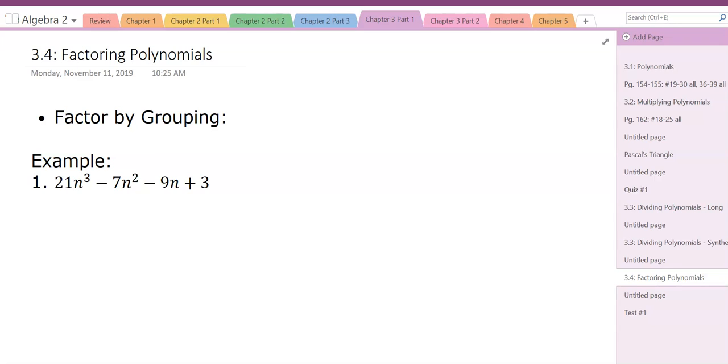We're going to talk about factoring polynomials. So we did factor quadratics a lot in chapter 2. Now we're going to talk about how you factor these bigger polynomials, these things with x to the thirds, x to the fourths, and those kinds of things.